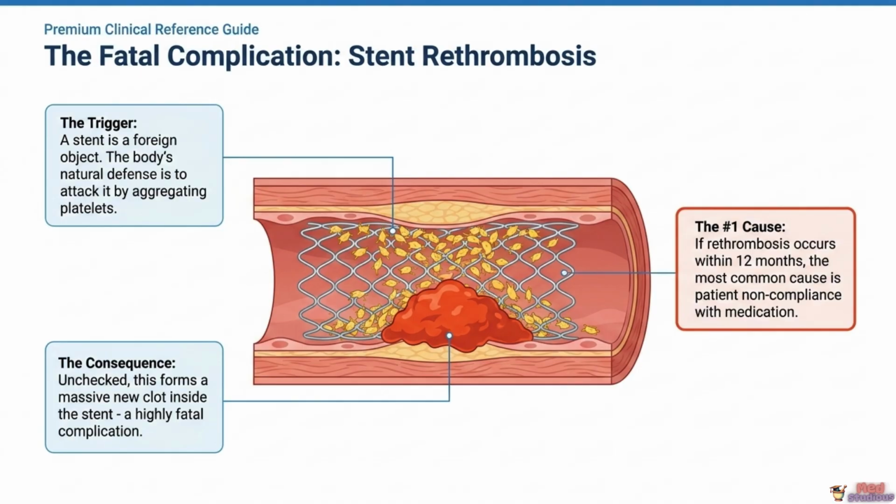The biological trigger is straightforward. A stent is a metallic foreign body within the native coronary vasculature. The coagulation system and platelet activation pathway recognize any foreign surface as a site requiring hemostatic sealing. Platelets begin aggregating onto the exposed metal struts of the stent, initiating thrombus formation.